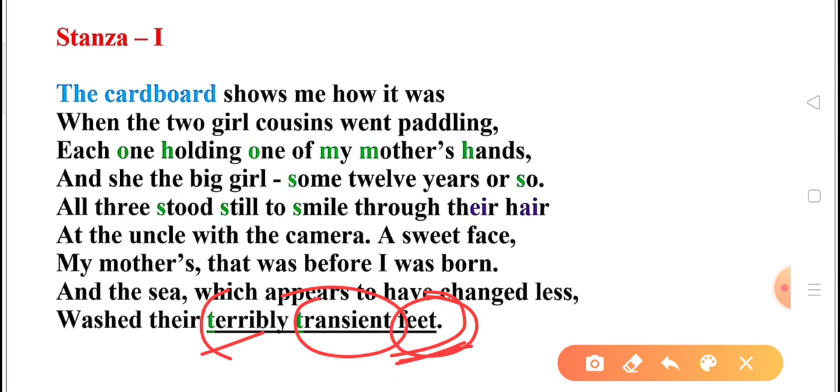So terribly transient feat means the extremely short life of human beings if we compare it against the lifespan of the natural objects like mountains, oceans and heavenly bodies. So human life is very insignificant.